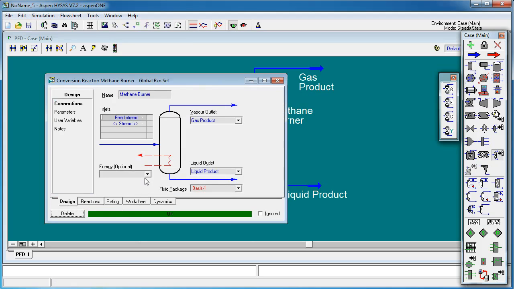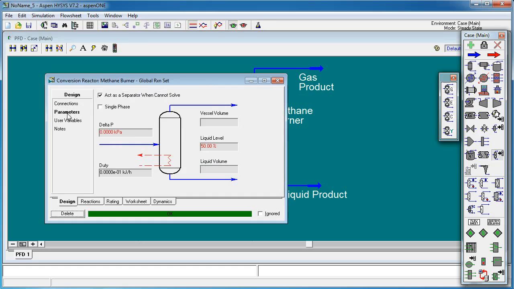Now on this one, we want to check that the duty is set to 0. So this is effectively 0. What we're trying to do here is establish the adiabatic flame temperature for the combustion of methane in air. And so by setting this number to 0, we effectively insulate this vessel so that there's no transfer of heat out of the vessel, and so all of the heat that is evolved in the reaction will go into heating up the gases that come out in this gas product stream. So that duty is 0, which is as it should be.